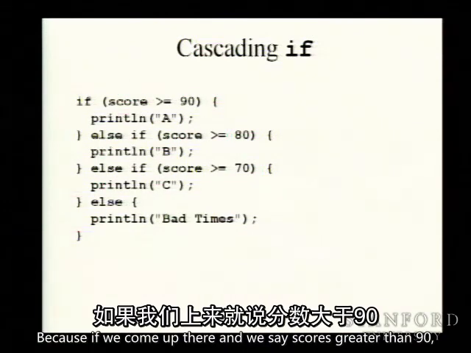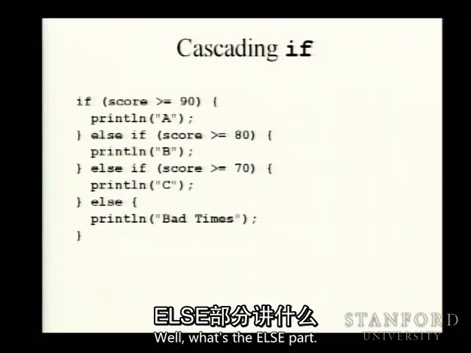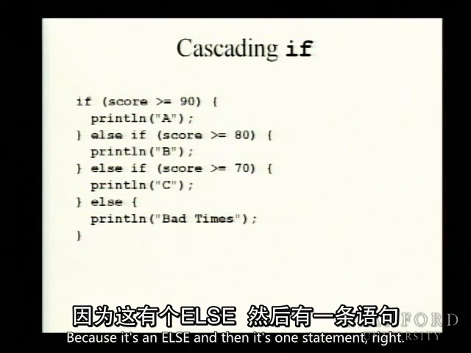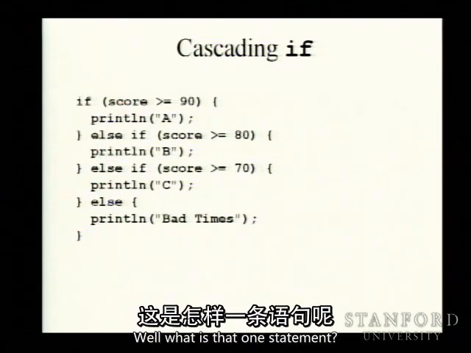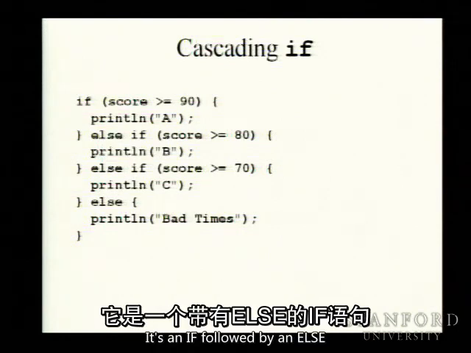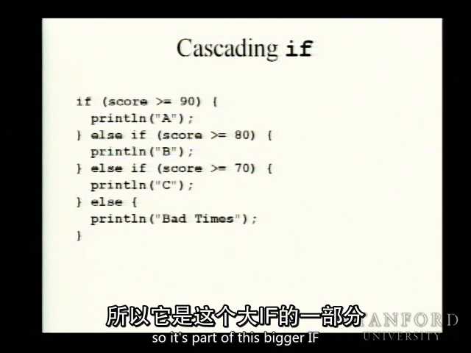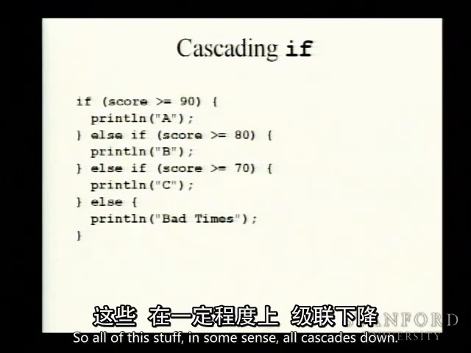Why does that happen? Because if we come up there and we say score is greater than 90, we do this. We skip the else part. Well, what's the else part? The else part is everything else. Why is it everything else? Because it's an else, and then it's one statement, right? There's no brace here, so remember I told you if you have no braces, it's one statement. Well, what is that one statement? It's an if followed by an else, and that else has one statement contained within it, so it's part of this bigger if, and that has an else which is contained as part of that if. So all of this stuff, in some sense, all cascades down.